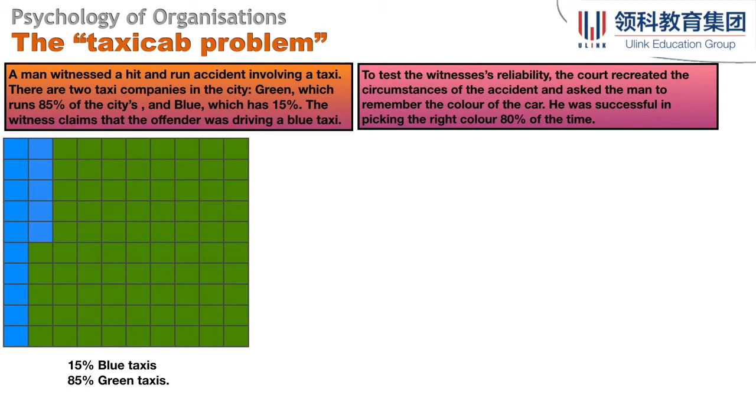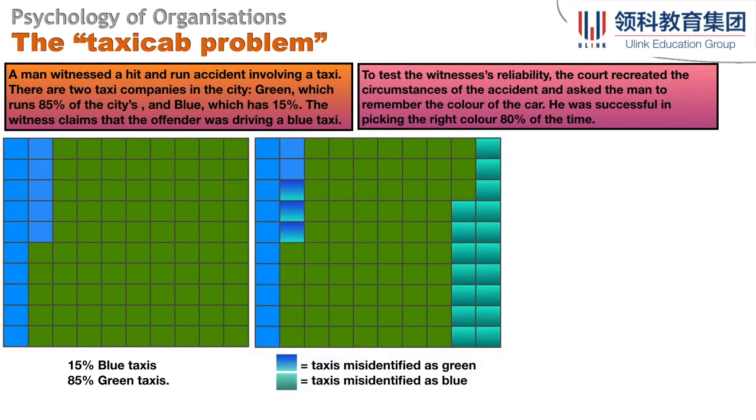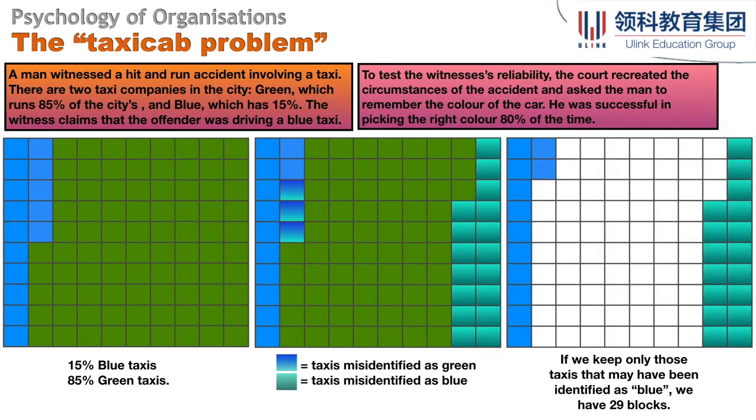So you have 100% represented through these 100 boxes on the screen here, with 15 of those boxes being blue and 85 of those boxes being green. Now, he's correct 80% of the time, so that means that he's probably going to misidentify 3 of the 15 blues as green. Okay, so 3 out of 15 is 20%. And he's going to misidentify 17 of the greens as blue. So if we remove from the graph here everything that is identified as green, we're left with 29 blocks: 12 blues, and then these 17 misidentified as blue.